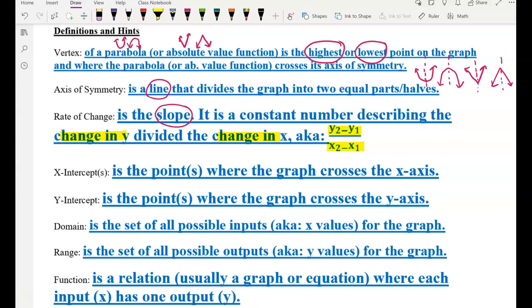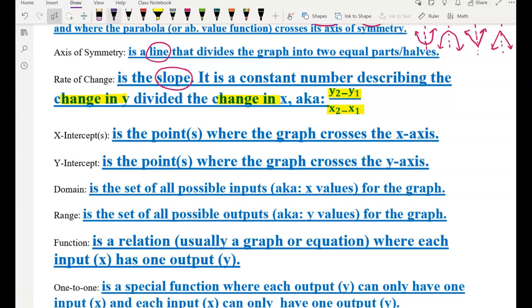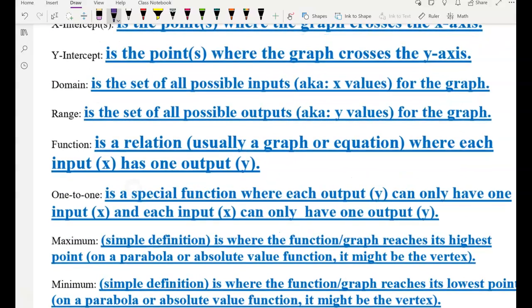X-intercept is the point, or sometimes later we will study functions that would have multiple x-intercepts, where the graph crosses the x-axis. Y-intercept is the point or points where the graph crosses the y-axis. We study a little bit about the domain. The domain is a set of all possible inputs. Inputs is the same as x values, okay, for the graph. Range is a set of all possible outputs, and outputs is the same as y values.